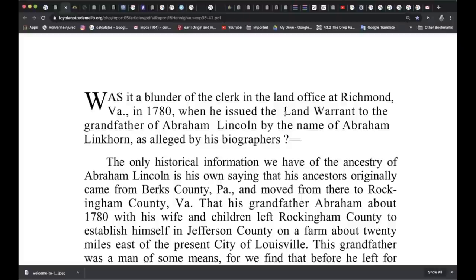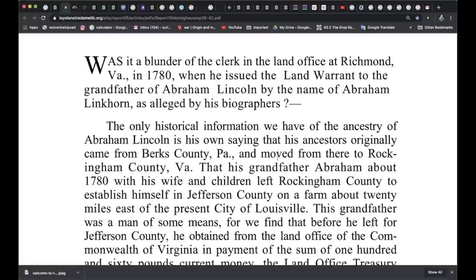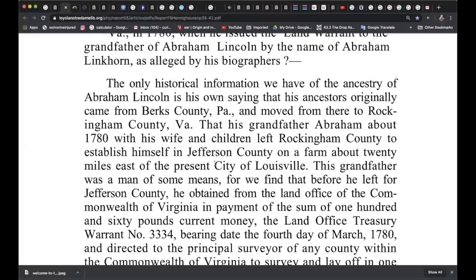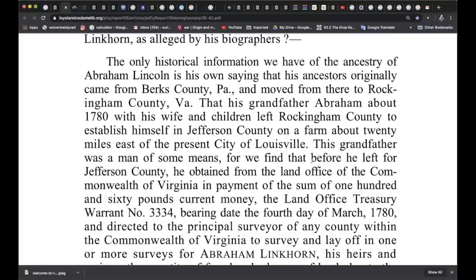And so he's going to show you something in this article, though. It says, the only historical information we have of the ancestry of Abraham Lincoln is his own saying that his ancestors originally came from Berks County, Pennsylvania, all right, and moved from there to Rockingham County, Virginia. That his grandfather Abraham, about 1780, with his wife and children, left Rockingham County to establish himself in Jefferson County on a farm about 20 miles east of the present city of Louisville.